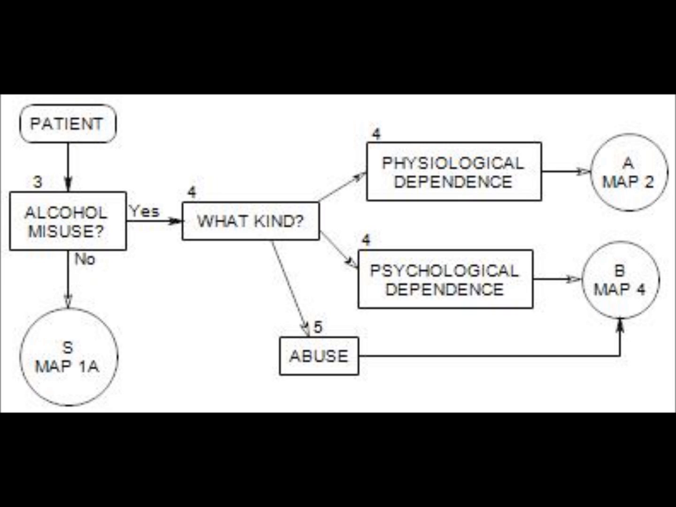If your answer is no, go to point S on map 1A, which will suggest that you move on to deal with other issues, possibly alternative ways to manage stress. If you think that Mark is misusing alcohol, then return to the flowchart and follow the arrow to the right to box number 4. There's a reason that each of the boxes on this flowchart are numbered.